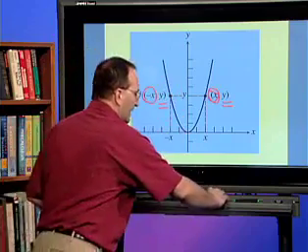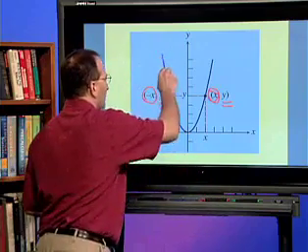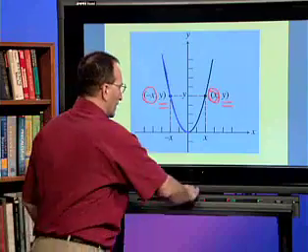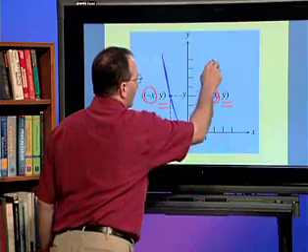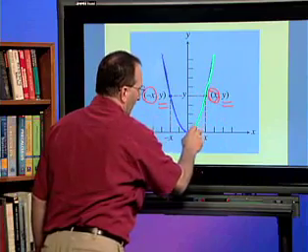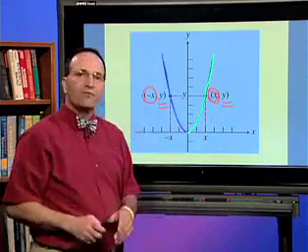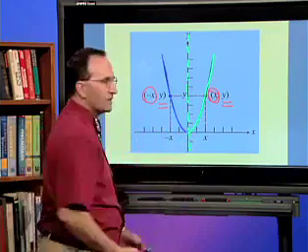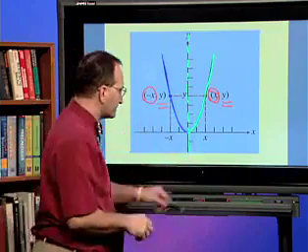It means the left-hand side over here is a mirror image of the right-hand side of this graph. Another way to say that is, if we folded the graph along the y-axis, the two halves would meet.